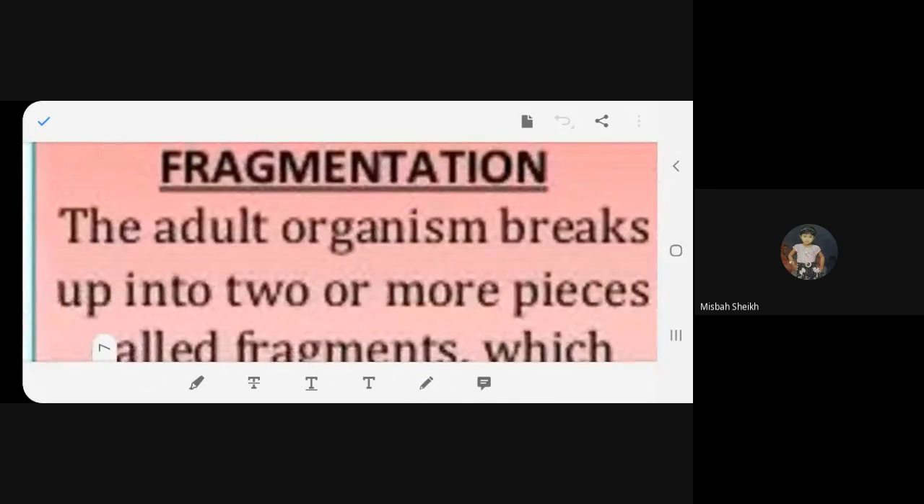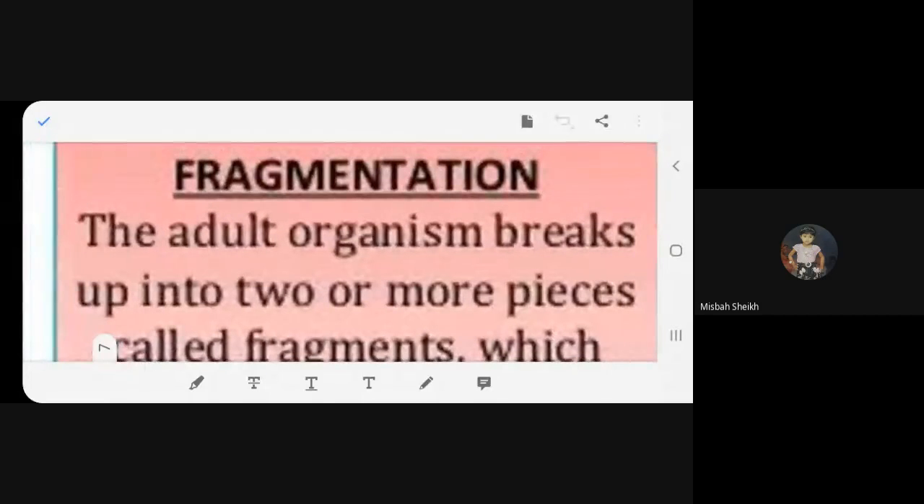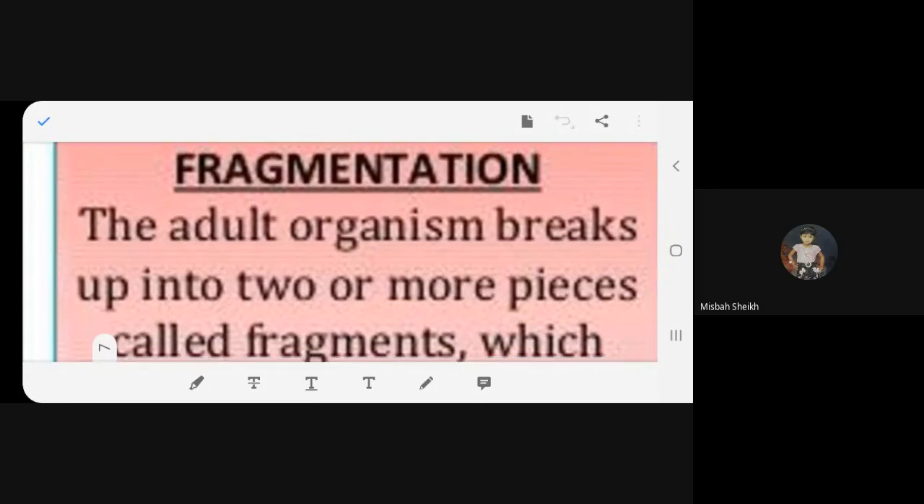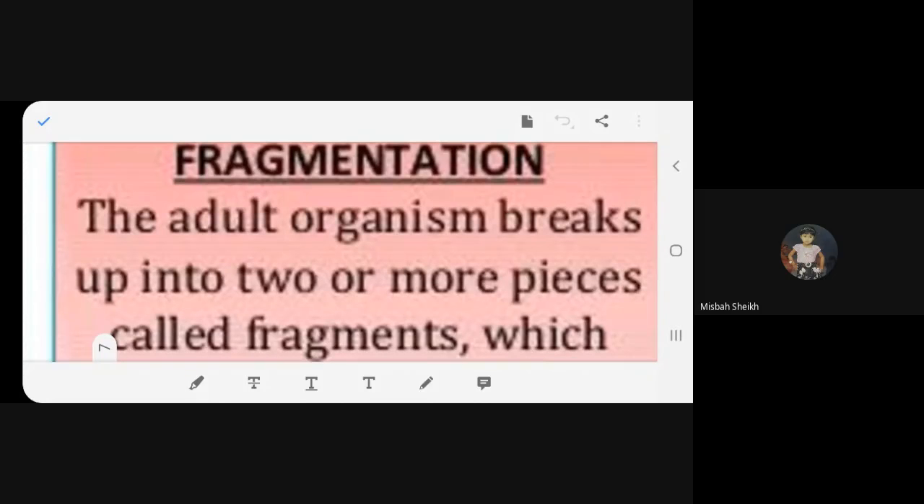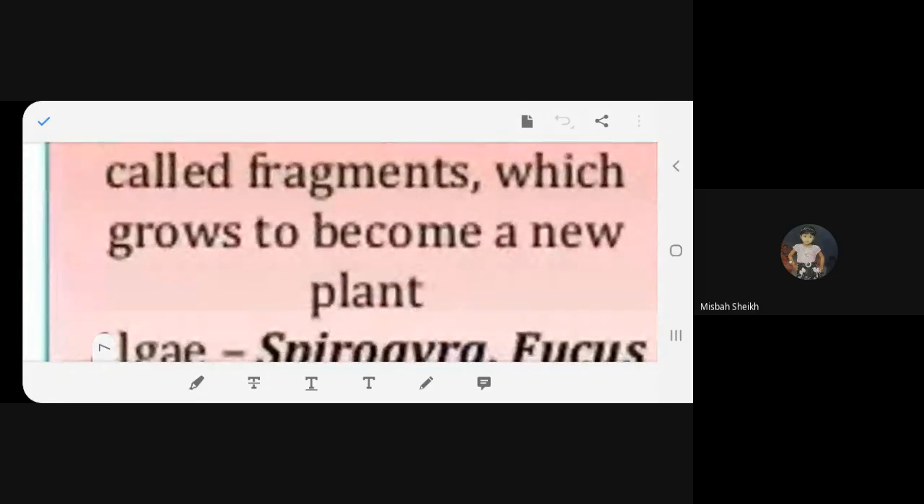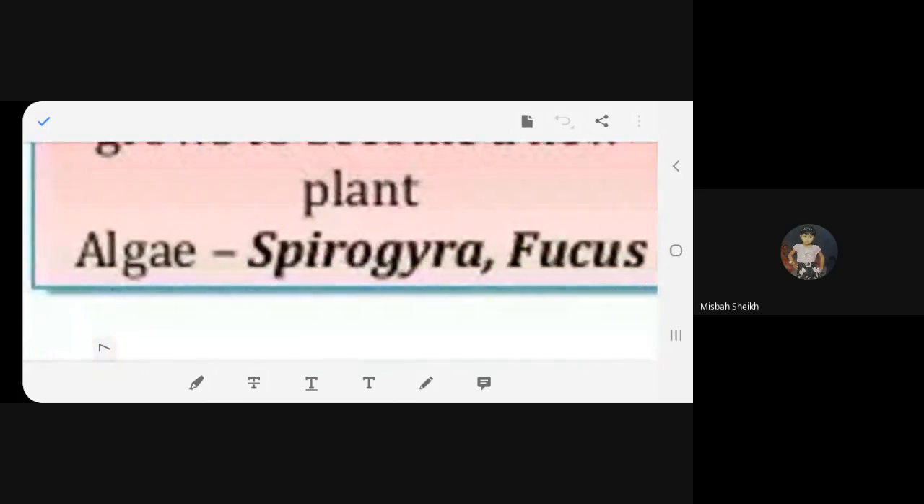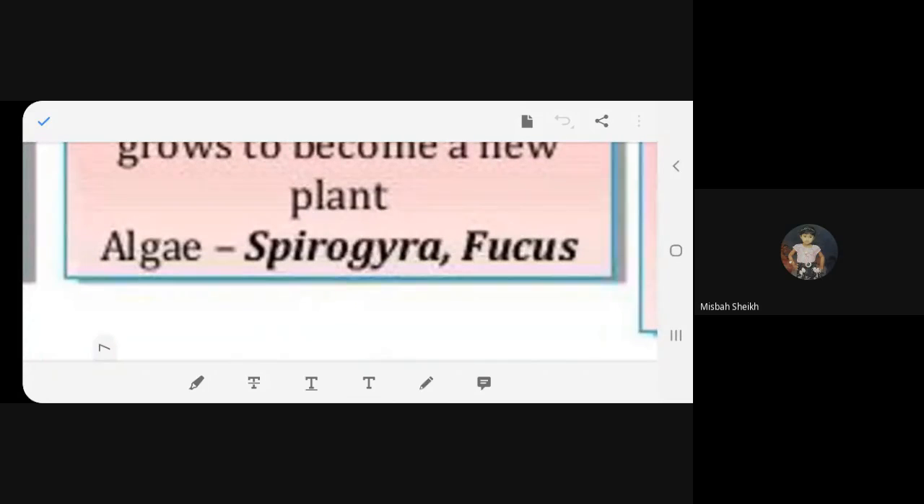Fragmentation. The adult organism breaks up into two or more pieces called fragments, which grow to become a new plant. Algae: Spirogyra and Fucus.